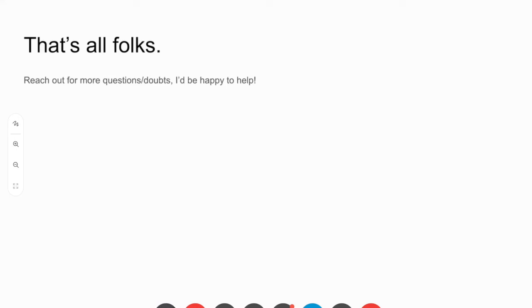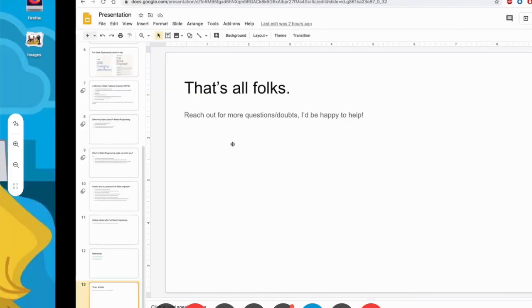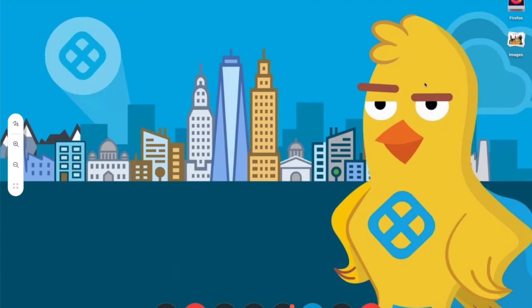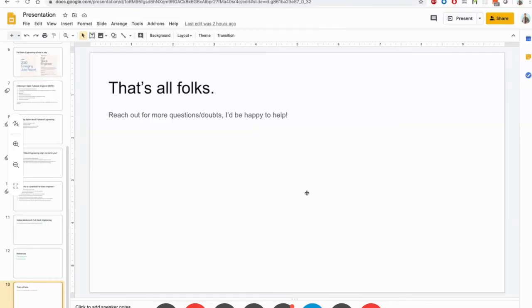Thanks a lot, Vardhan, for such a wonderful session and throwing some light on different aspects of full stack engineering. We have a bunch of questions. I'll narrate those questions, and you can answer them one by one. We have one question from Gaurav Jaiswal: which full stack development frameworks are most preferable by the IT industry?